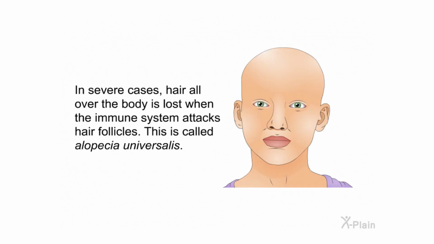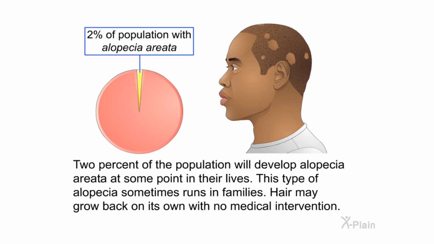In severe cases, hair all over the body is lost when the immune system attacks hair follicles. This is called alopecia universalis. 2% of the population will develop alopecia areata at some point in their lives. This type of alopecia sometimes runs in families. Hair may grow back on its own with no medical intervention.